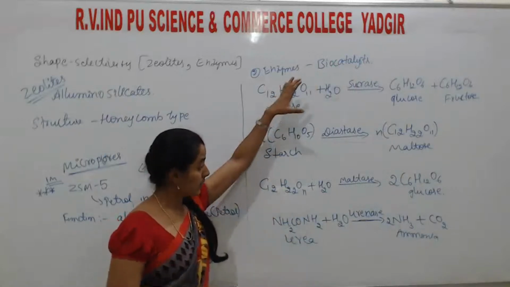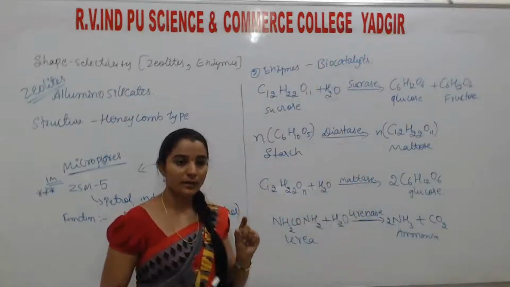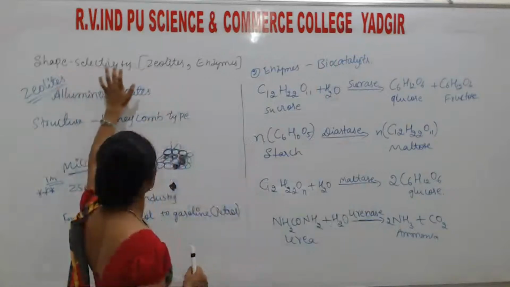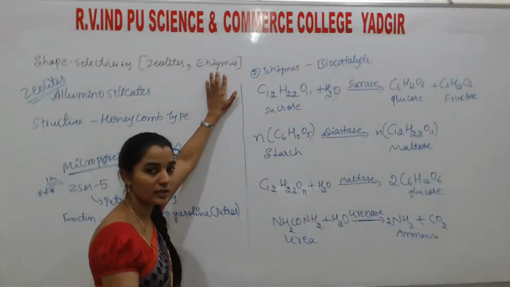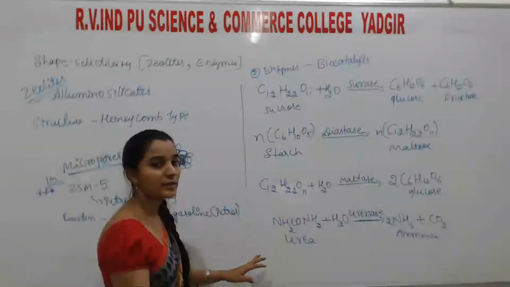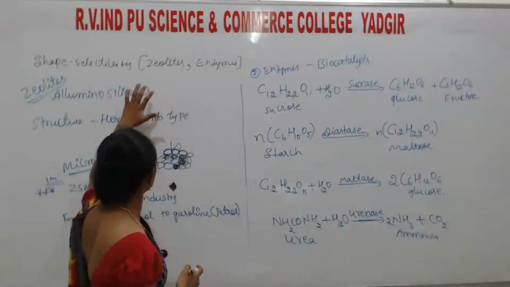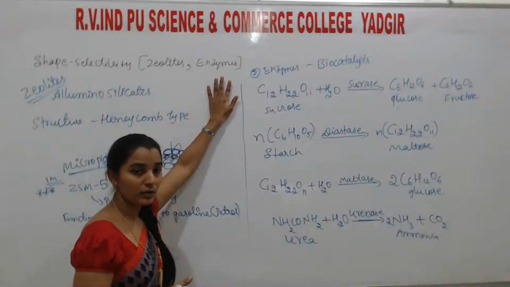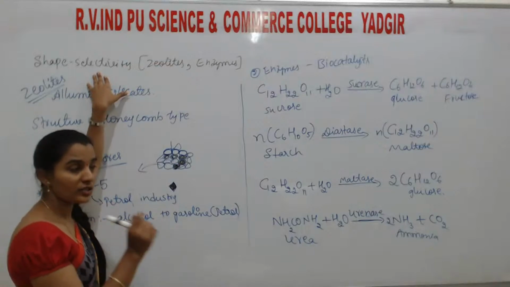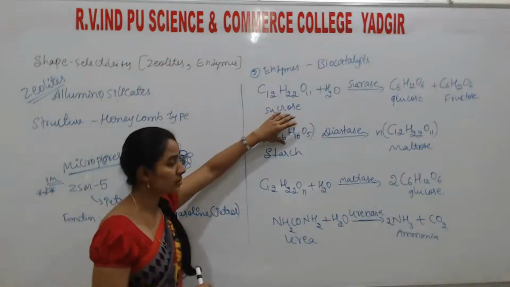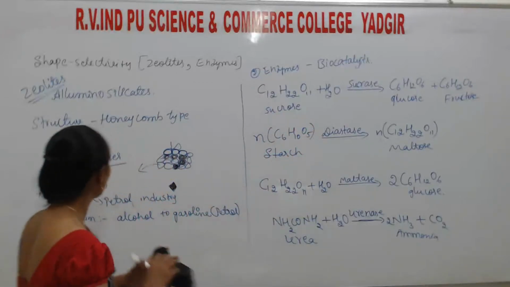Understand? All these reactions take place by a particular selective mechanism called the shape selectivity mechanism of enzymes. The enzyme creates some shape, and the incoming molecule, the substrate, arranges to that shape. Then they form a reaction. I'll explain, then you'll come to know.